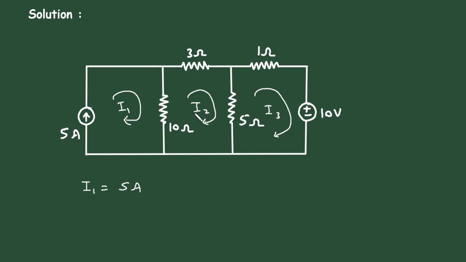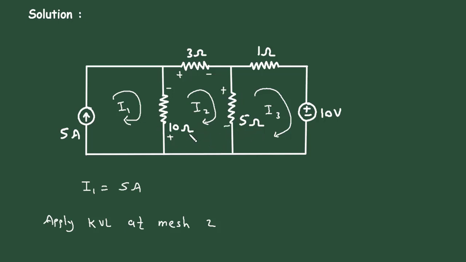Now here we can see this I2. So to find this I2, let's apply KVL. KVL stands for Kirchhoff's voltage law, at mesh number 2. According to the direction of this current I2, this will be positive here and this will be negative. Positive here, negative.